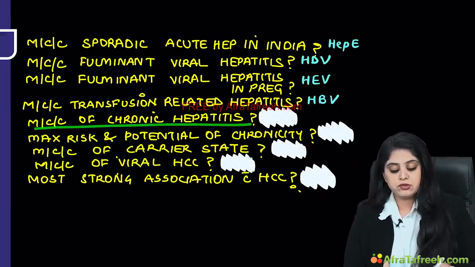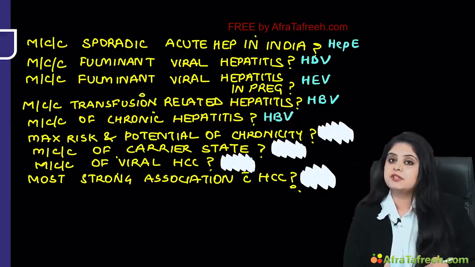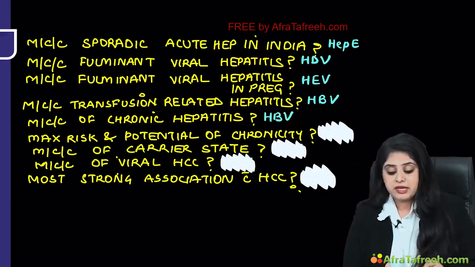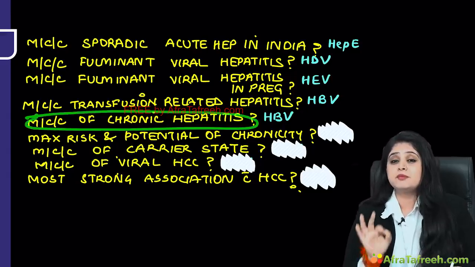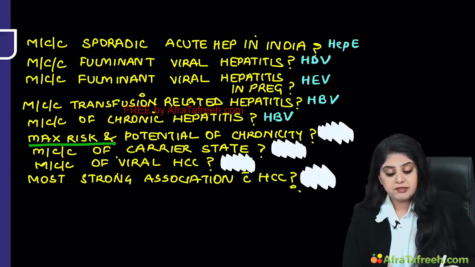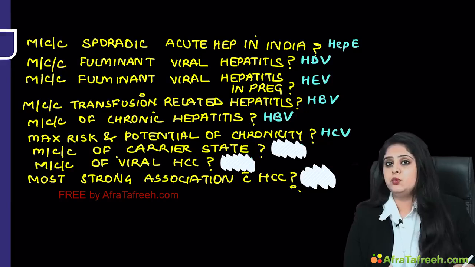I ask you, which is the most common cause of chronic hepatitis? Most common cause is what I'm asking. Your answer becomes hepatitis B only, because hepatitis B common hi itna hai that the most common cause of chronic hepatitis is hepatitis B. But who has the maximum potential of chronicity? The maximum potential of chronicity is with hepatitis C. That is what you need to watch out for.